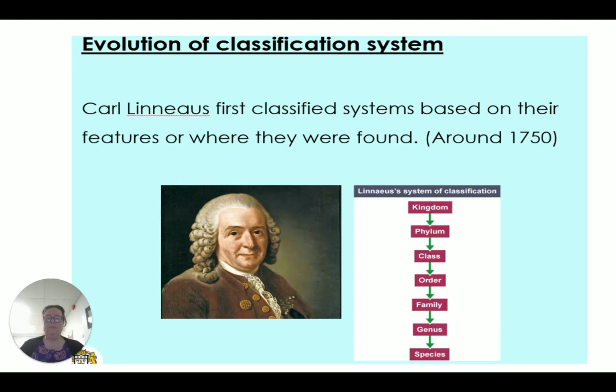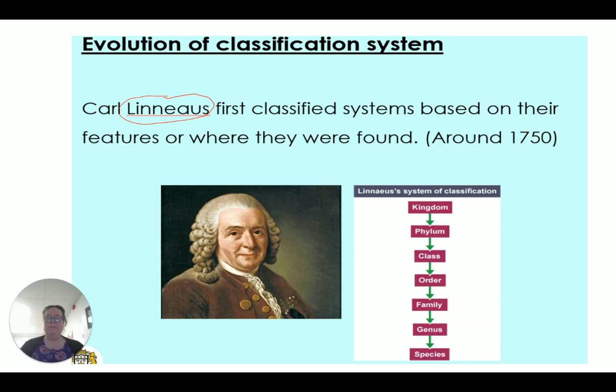Right, so for GCSE you need to know about two scientists. They are both called Carl. This one is called Carl Linnaeus. And he was working around about 1750. So long time ago, more than 300 years ago.